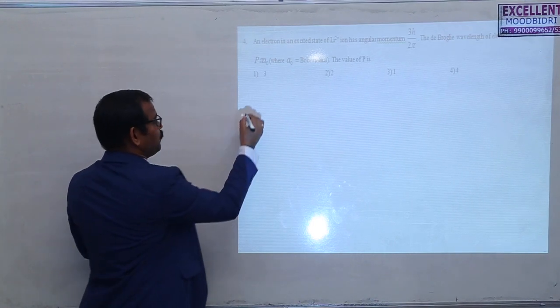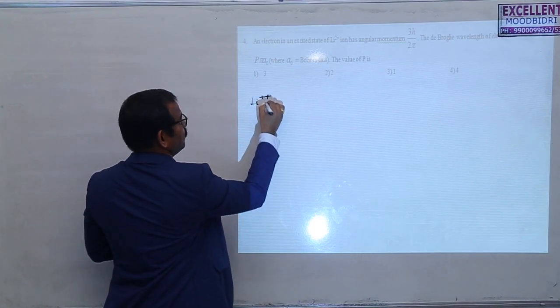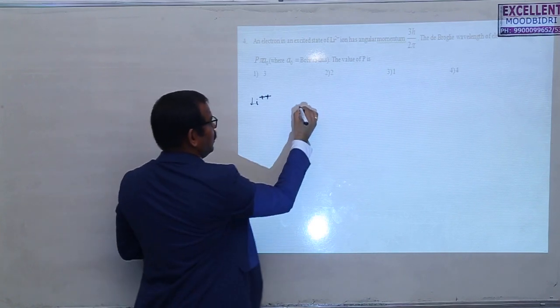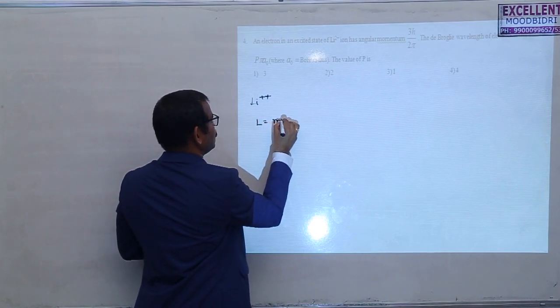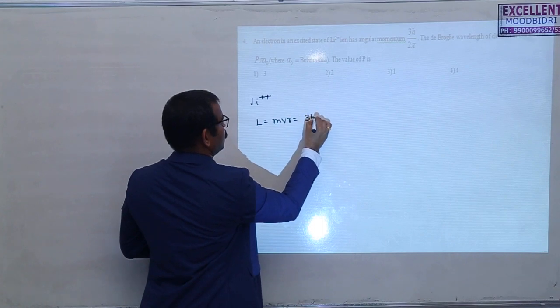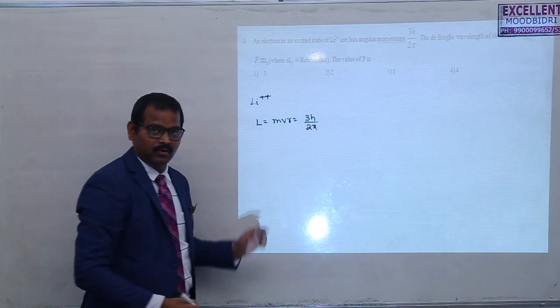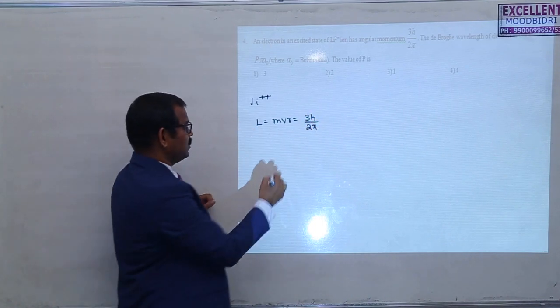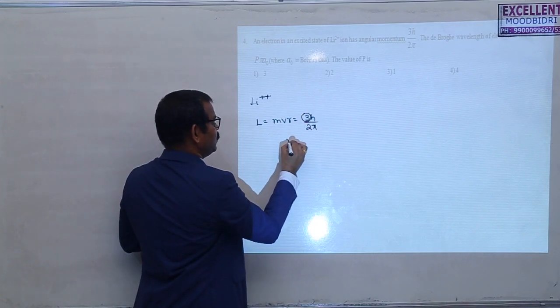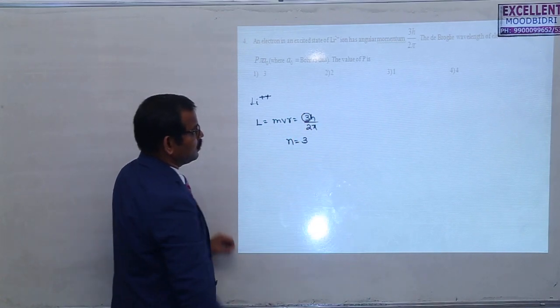Next, an electron in an excited state of lithium plus 2 has an angular momentum L, that is mvr equal to 3h by 2 pi. But we know from Bohr's postulates that mvr is equal to nh by 2 pi. So the number of the orbit is 3 here.